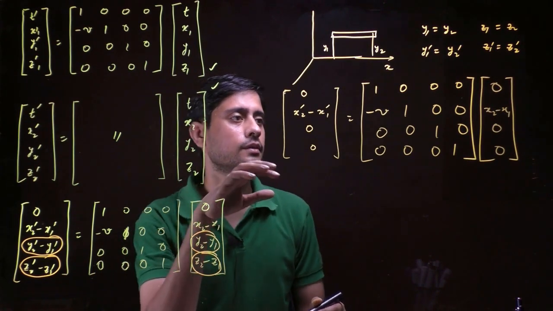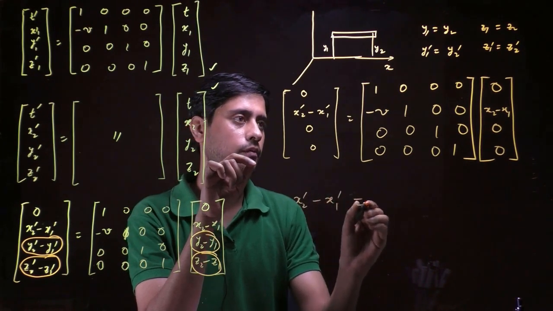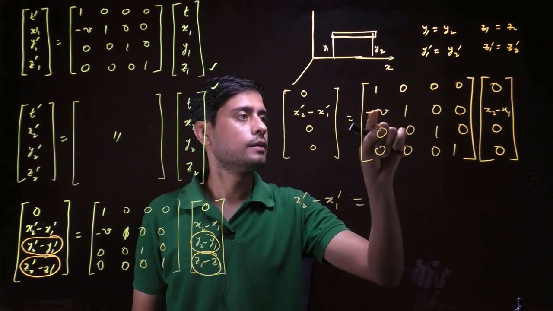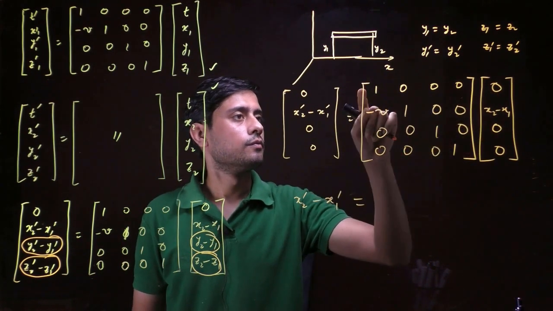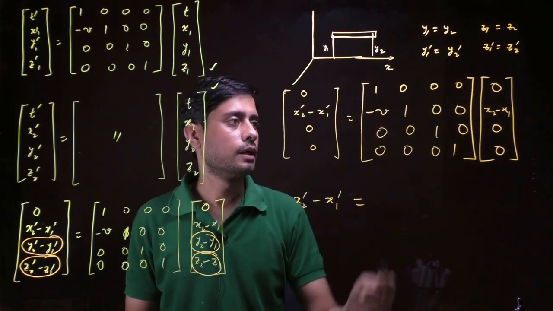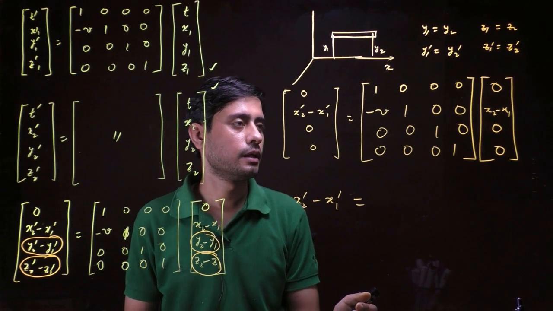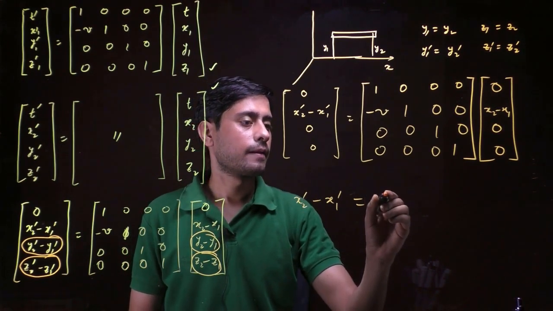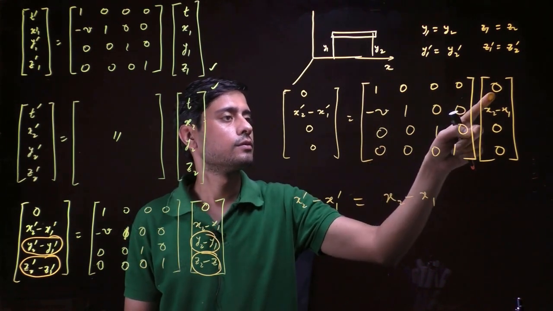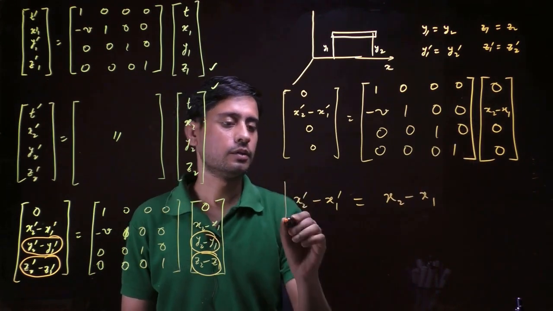So the only equation that remains is x2 prime minus x1 prime equals, we will multiply this. When you multiply this by this, all the components will be 0, and when you multiply this with this, then you will get something. So we have x2 minus x1, because this will multiply with 0 and only 1 will survive by multiplying with x2 minus x1. So this is what you get.